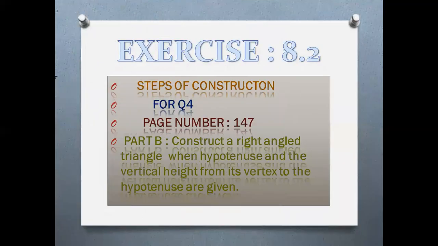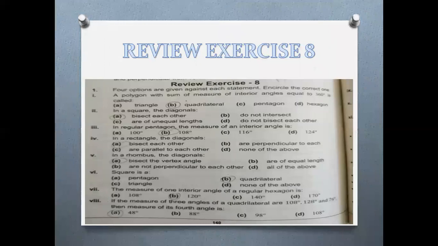The steps of the construction of this diagram are on page 147. Under the statement, construct the right angle triangle when hypotenuse and the vertical height from its vertex to the hypotenuse are given, there are your required steps of construction. We have finished 8.2 and 8.1 here, Alhamdulillah.